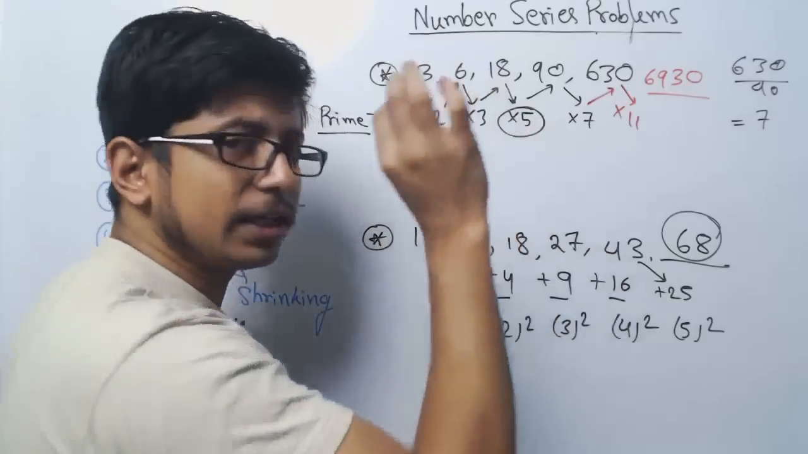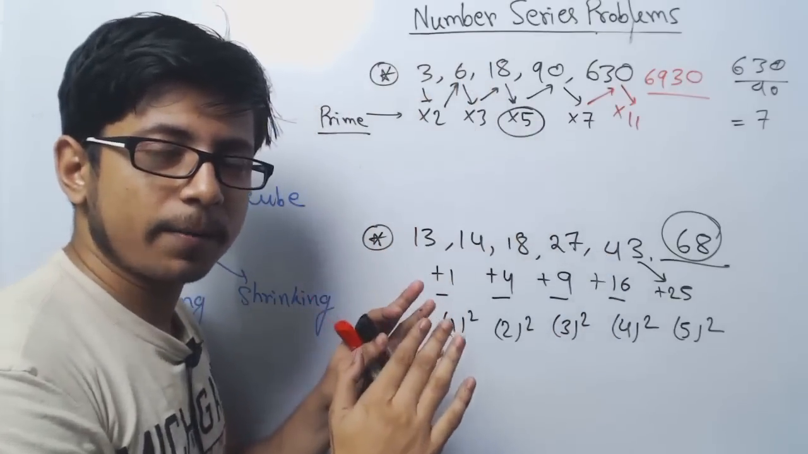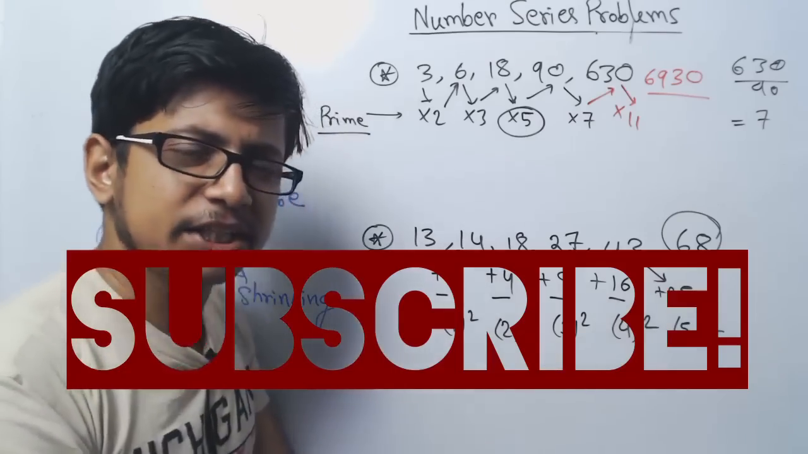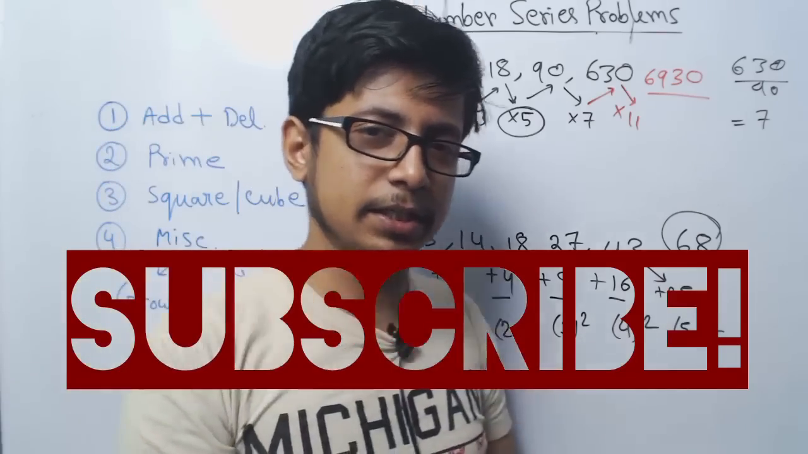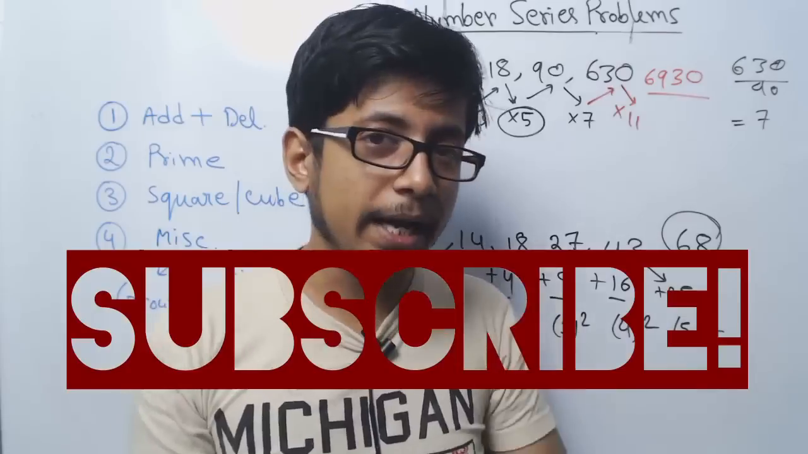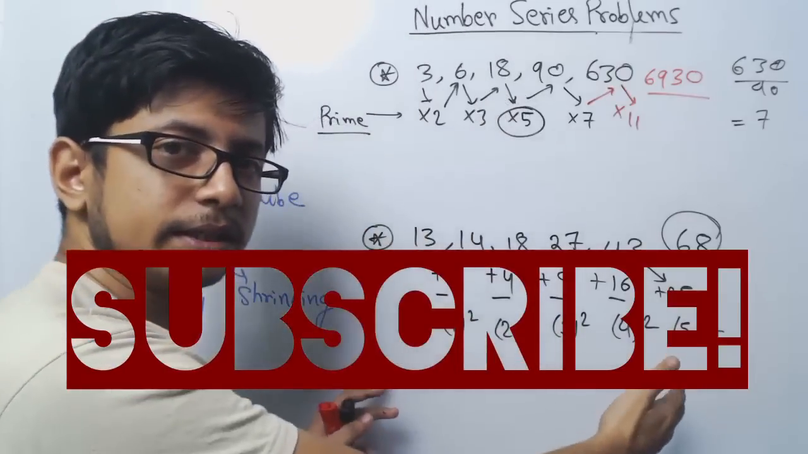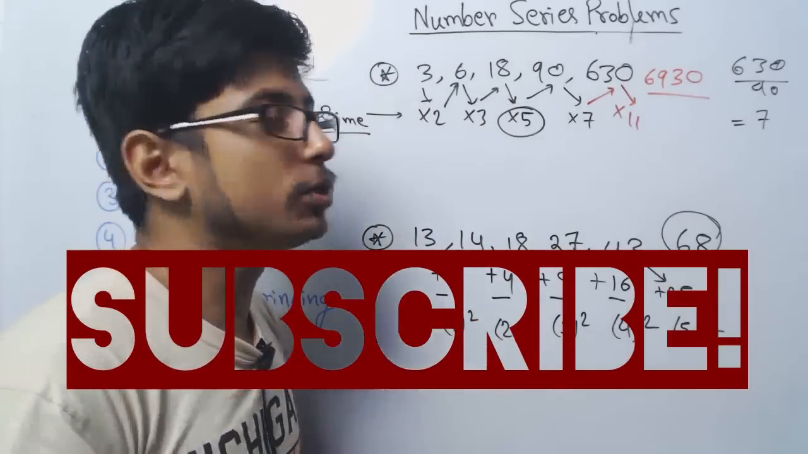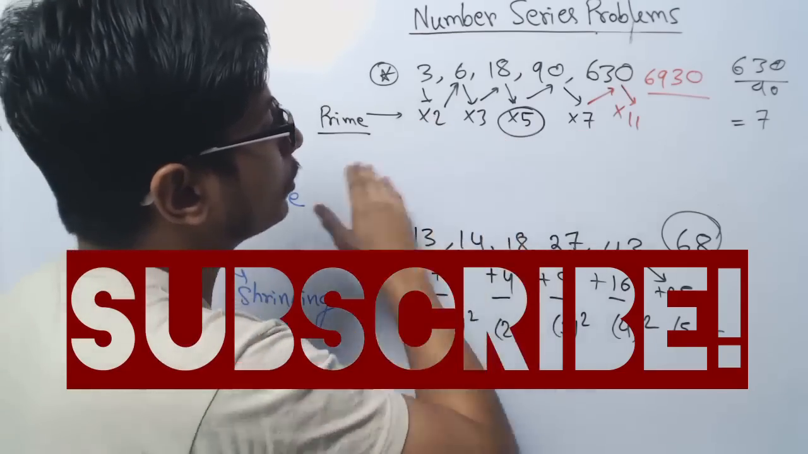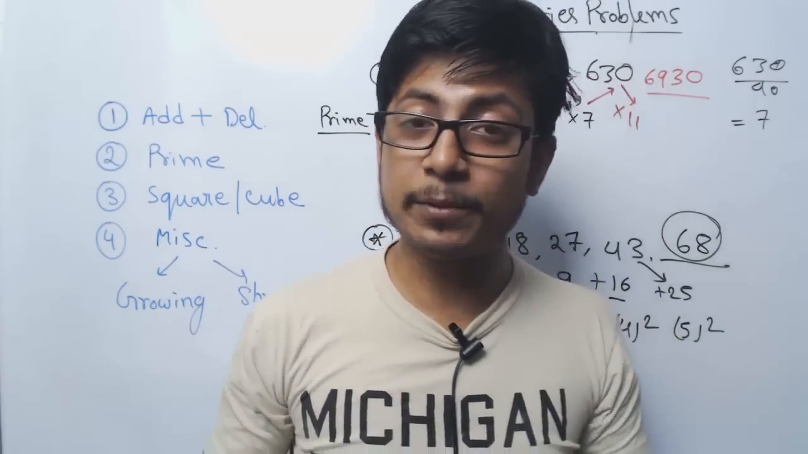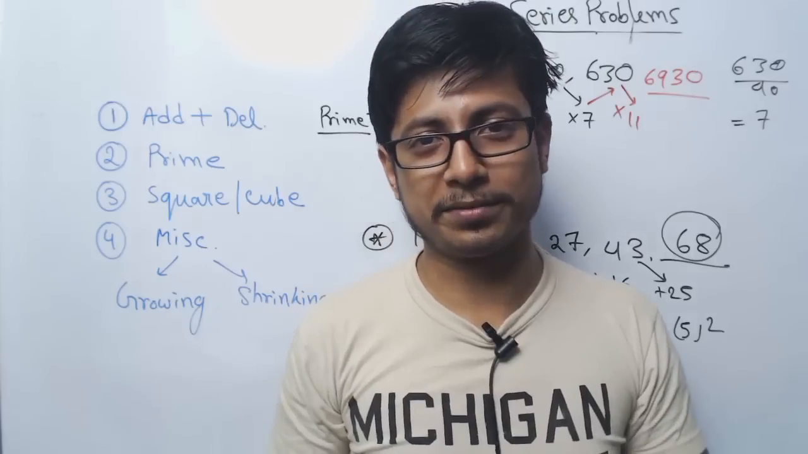Remember, in every single question of number series, we made another series by either addition, multiplication, square, cube, or prime numbers. We make another series with which we can get to the idea. So you simply think of what is the value with which the series is increasing or decreasing. That will definitely help you to answer the question.